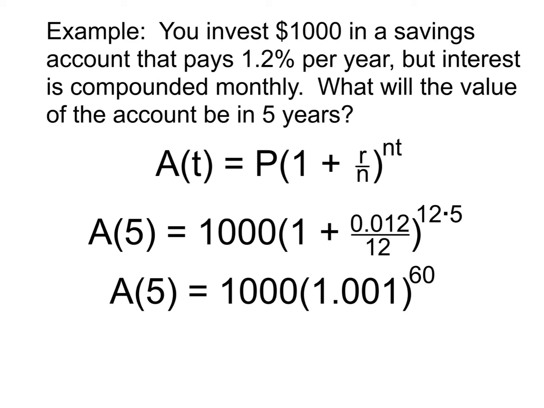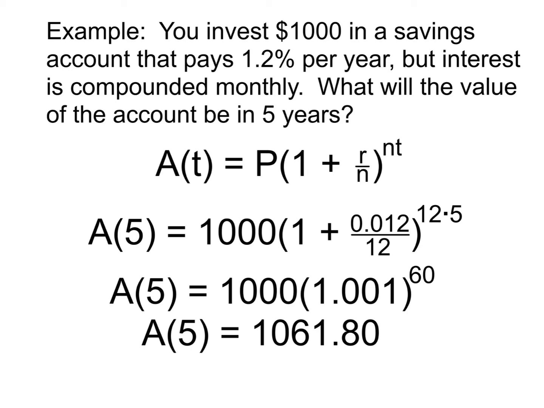In doing so, I do the 1.001 to the power of 60, and then multiply that by 1,000. So in this case, that would happen to give us $1,061.80.